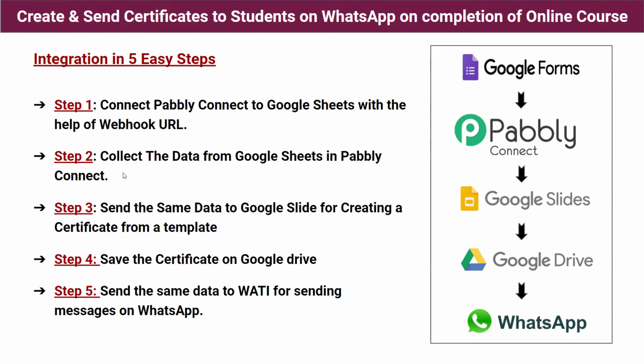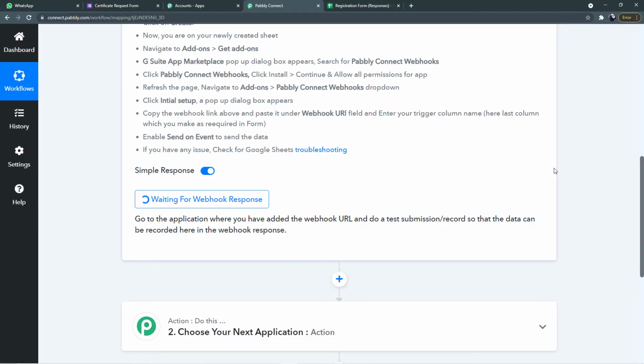So guys, the second step is collect the data from Google Sheets in Pabbly Connect. So now we are going to bring the data which we have received from Google Forms in our Google Sheets to Pabbly Connect. Alright, let's do this.